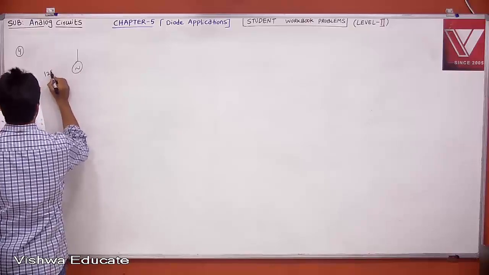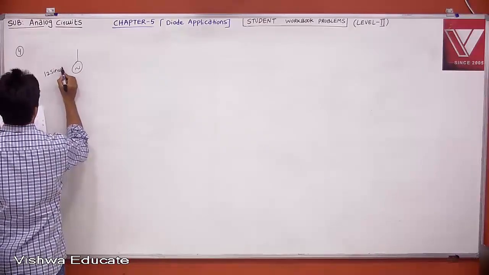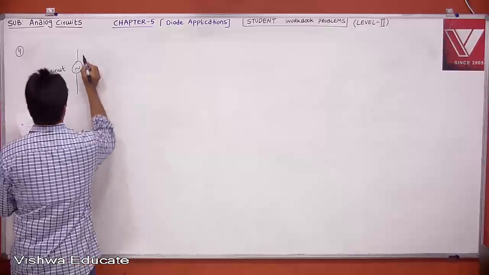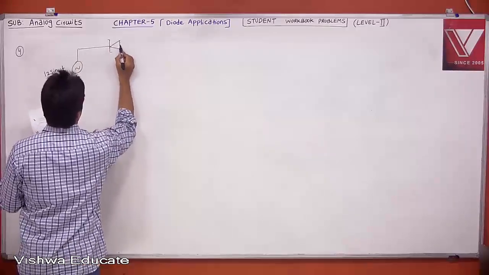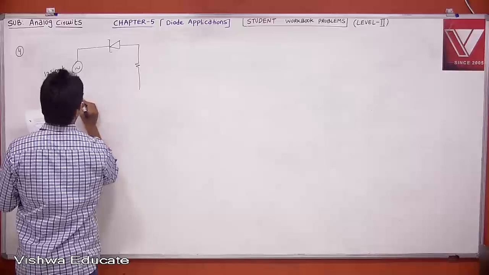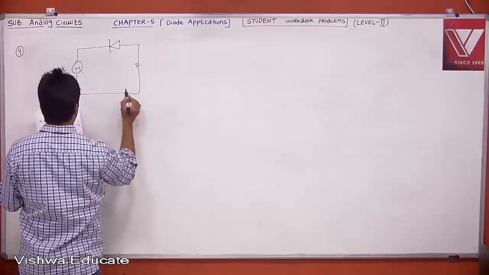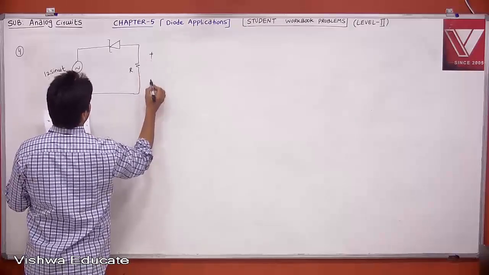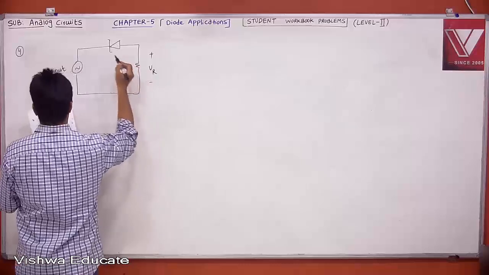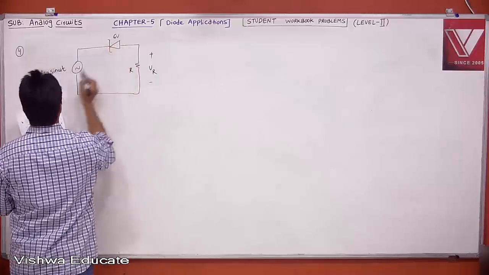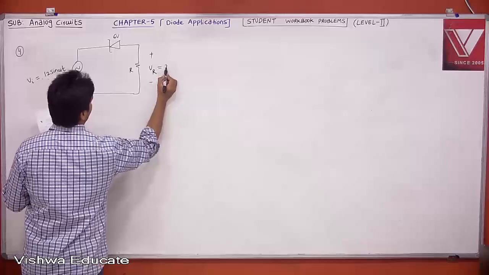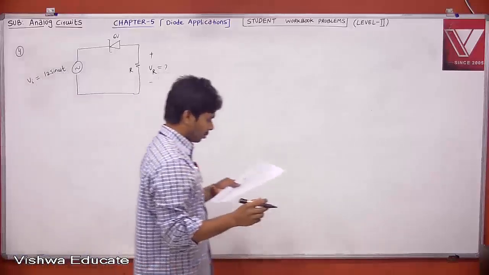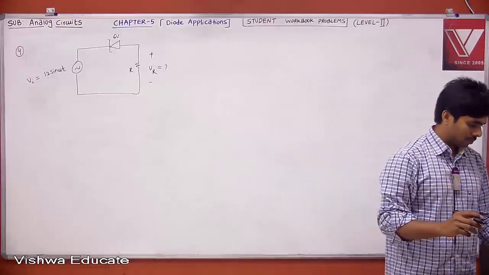This is 12 sine omega t, whatever it may be, and this is your Zener diode. It's not a regulator, it's a diode problem. This is R and this is VR. This is 6 volt. This you can call VI. Then it asks for the VR waveform, with option A, option B, option D.